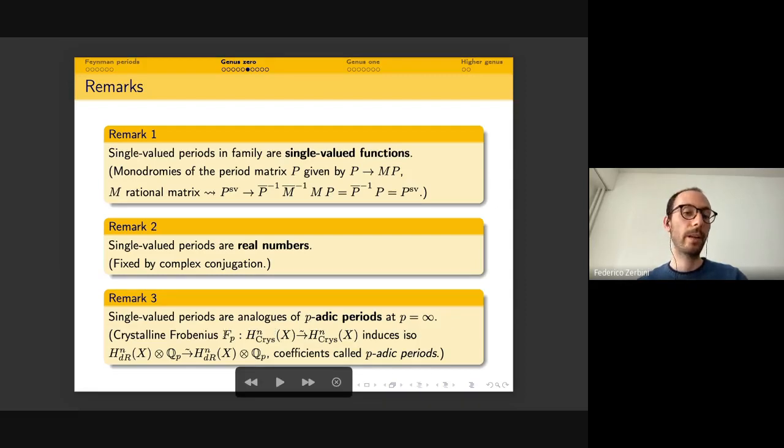So since the real Frobenius you use for the single-valued periods is in some sense a version of the crystalline Frobenius for p equal infinity, that's why you have this analogy.